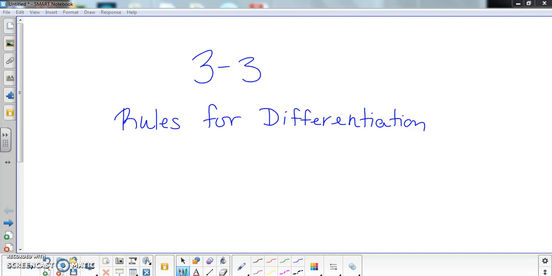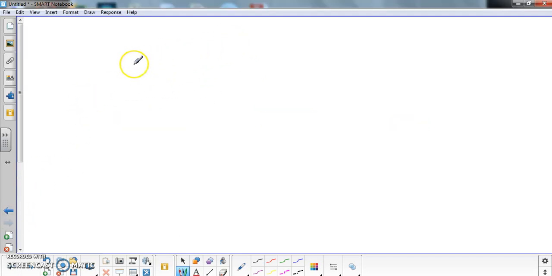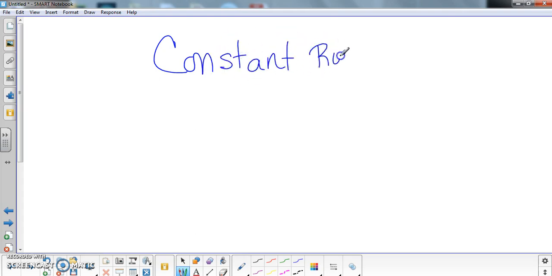Okay, so what we're going to do here is look at the rules for differentiation or derivatives. So the very first rule we have is the constant rule. Okay, a constant is just a plain number. So f of x equals some number.